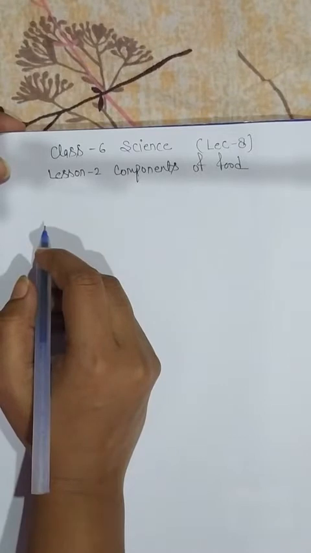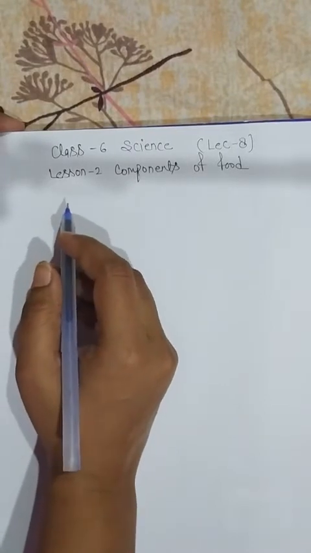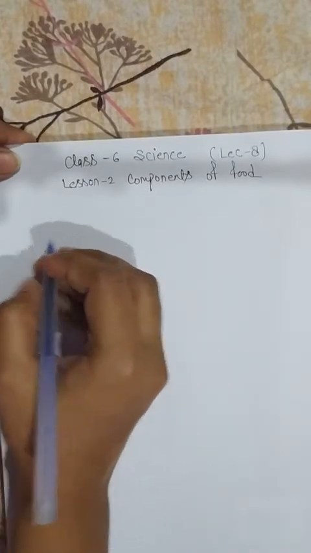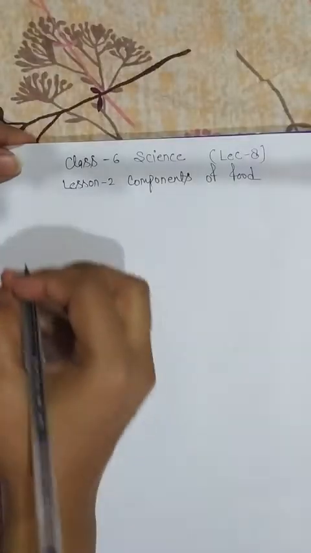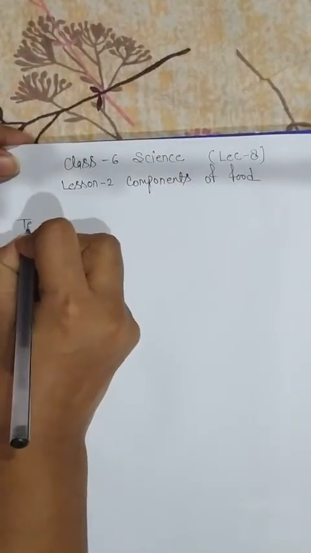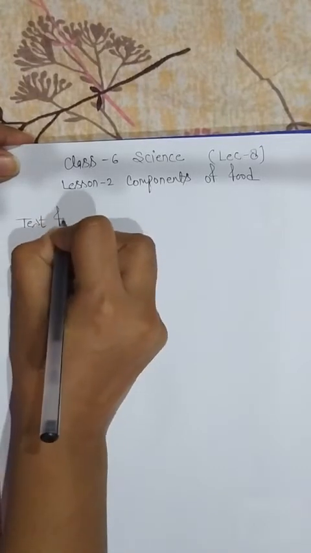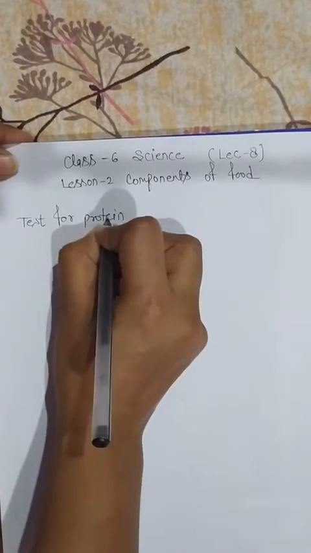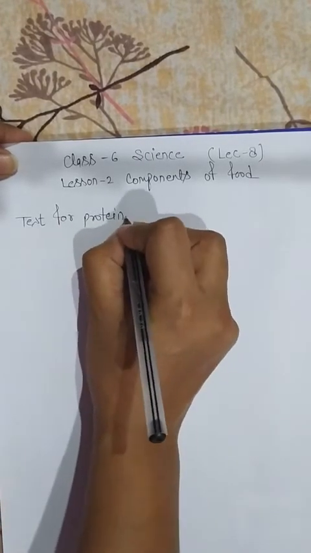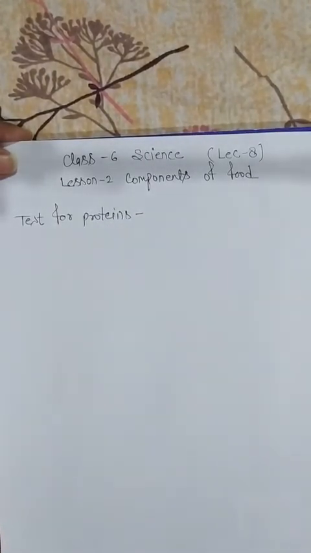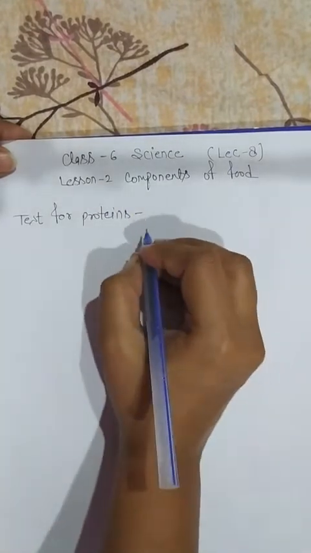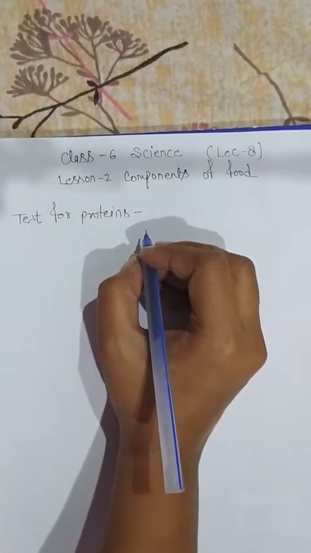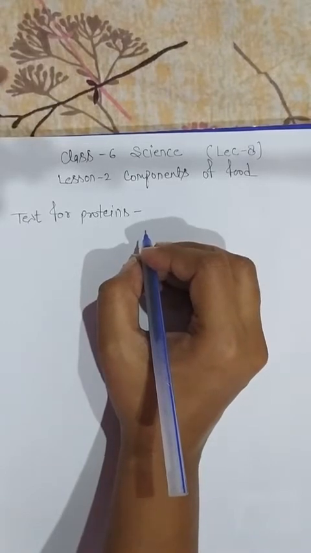Okay, let's continue the test. Yesterday we were doing the test, no? Test for the carbohydrate. Today we have started with the test for protein. Proteins. Okay. For the test of the protein, the food item that you want to test, make it in the form of powder or paste.